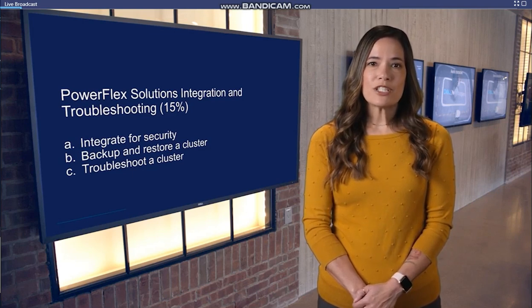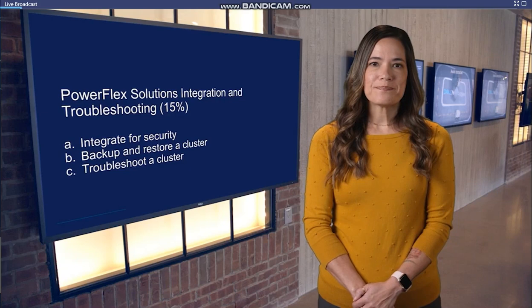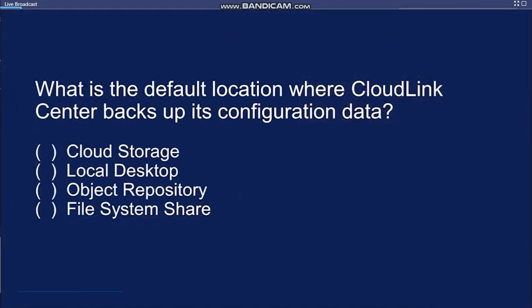Let's review an example of a question asked for this topic. What is the default location where CloudLink Center backs up its configuration data? Is it cloud storage, local desktop, object repository, or file system share?